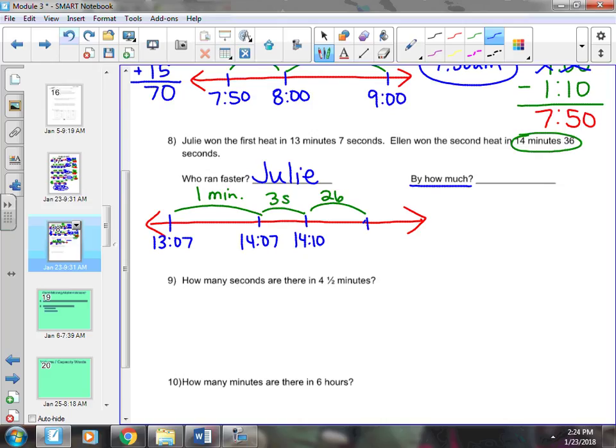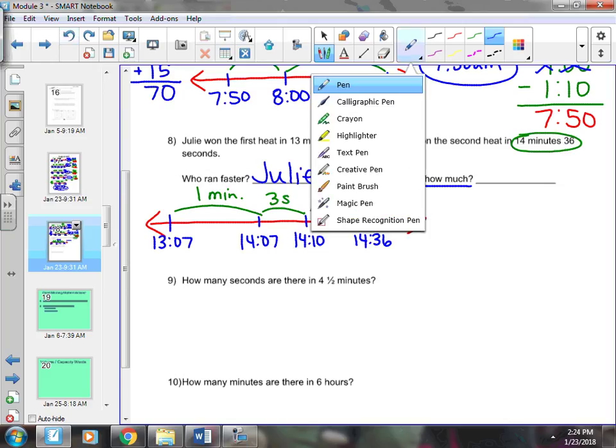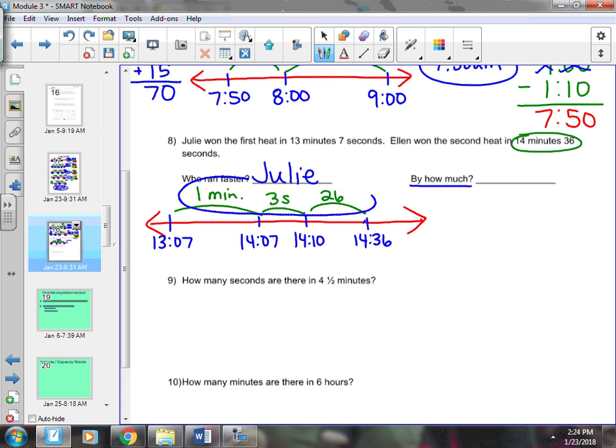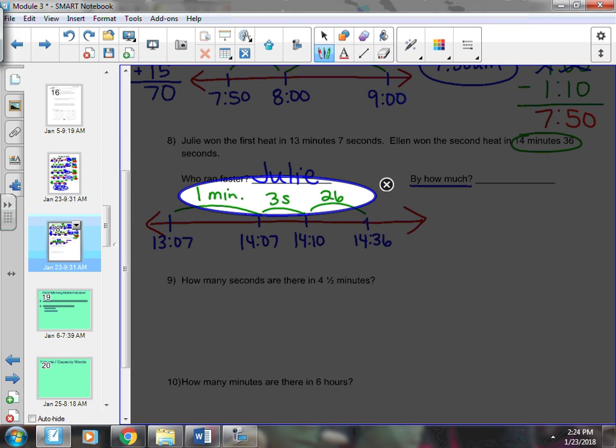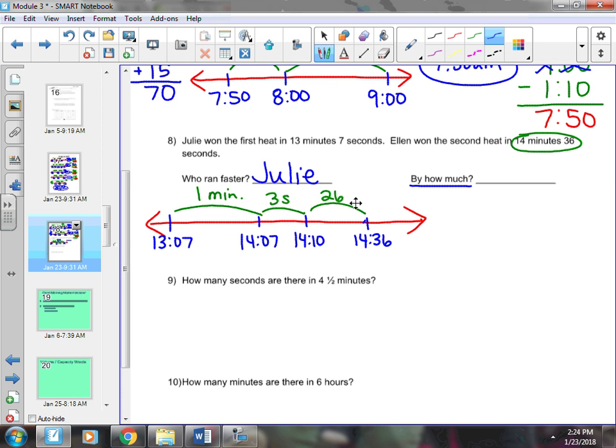Okay, so that puts me at 14:36. So I have Julie's time up to Ellen's time, and the answer is going to be the difference between the two. So all of that put together, which is 1 minute, 29 seconds. So how much was she faster by? 1 minute, 29 seconds. Okay? And I could also label it like this if I wanted to. 1 minute, 29 seconds. So that matches how it's written in the problem.